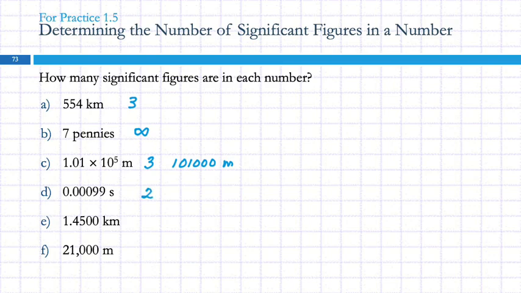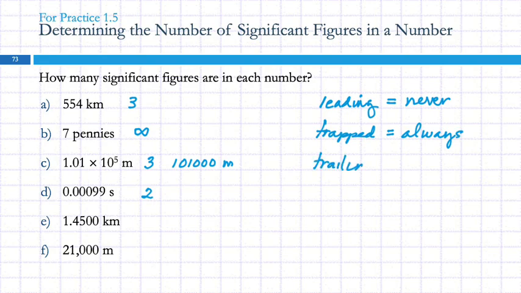What about letter E, 1.4500 kilometers? 5. What kind of zeros are they? Trailing. Right? I told you, zeros are confusing. Leading, never. Trapped or interior, always. Trailing, the ones at the end, those are the ones you have to worry about. So, yes, if there's a decimal point.